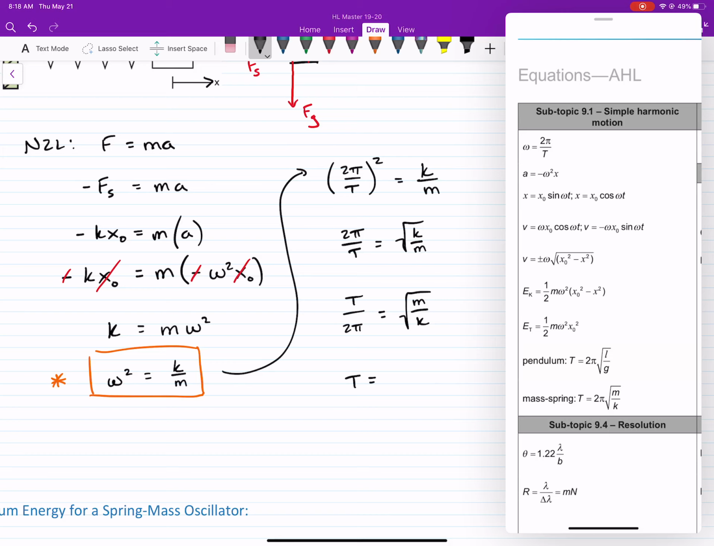And so our period for a spring mass oscillator comes out of thinking about Newton's second law and then those forces that are applied there. And that's how we get to that spring mass formula, which you should definitely make sure you know what that is, and also how we got there. So this is our final equation for the period of a mass spring oscillator.